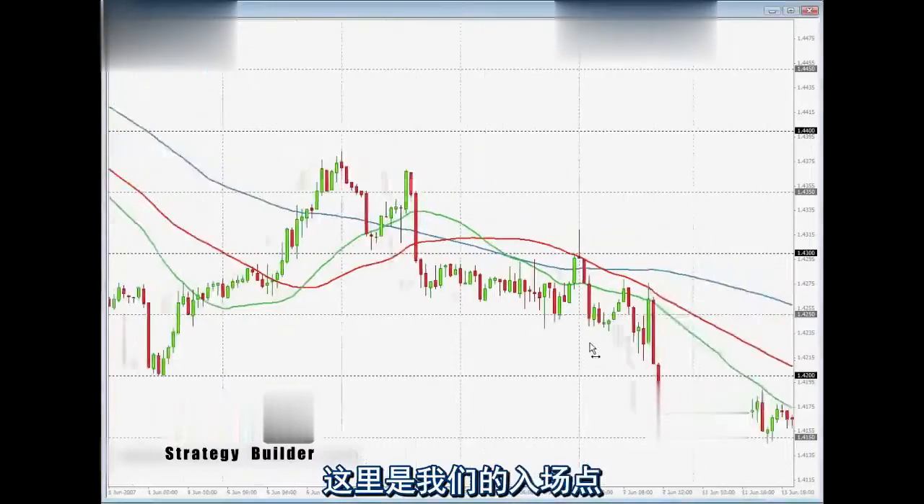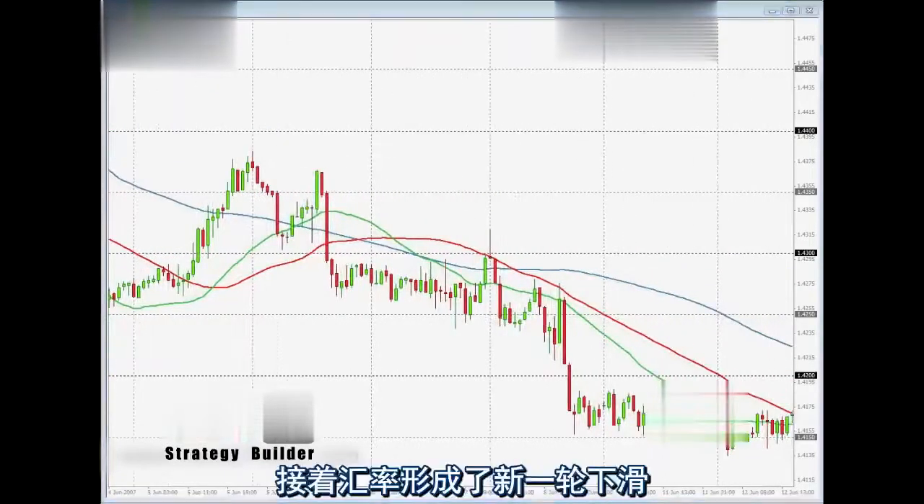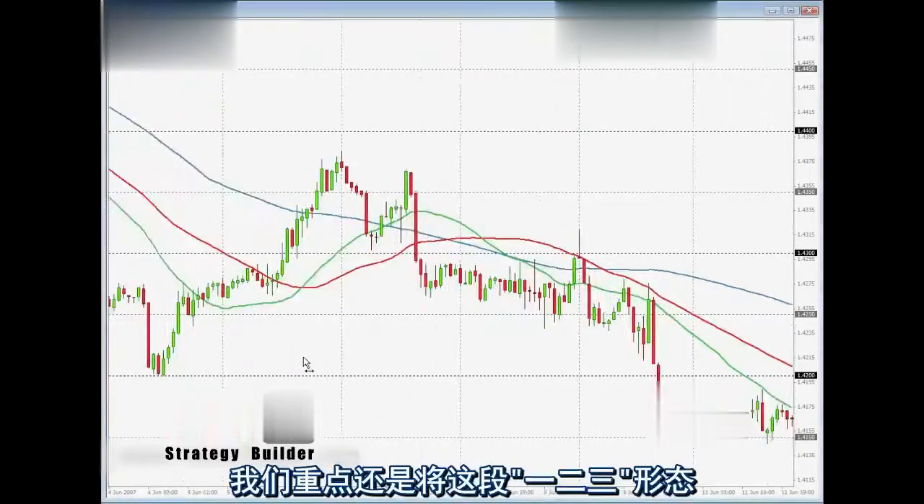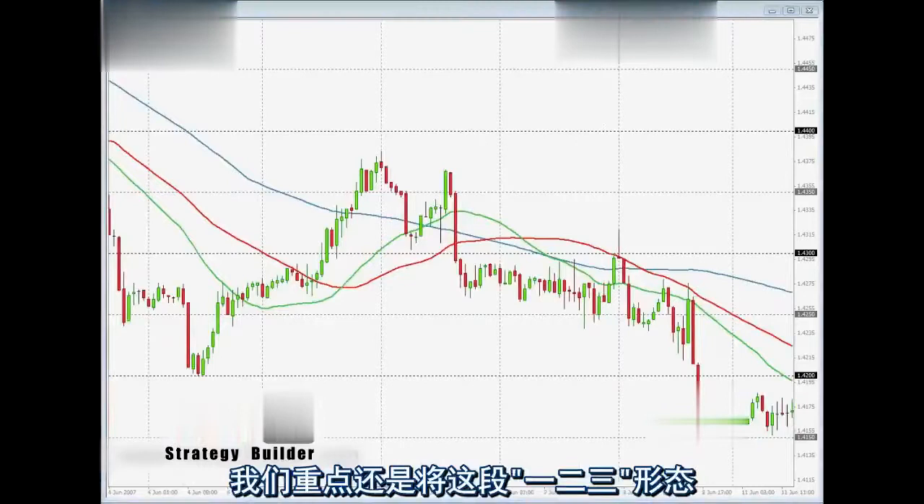And well, as you can see, price decides to create a new impulse to the downside. Okay. But I don't want to focus on that. I want to focus on the 1, 2, 3 formation right here. Okay, right at the tip of the retracement part.